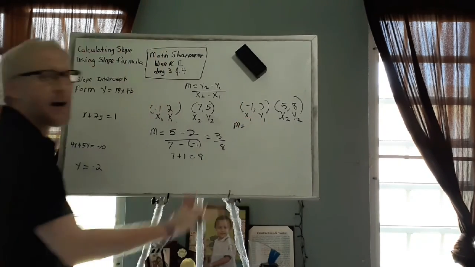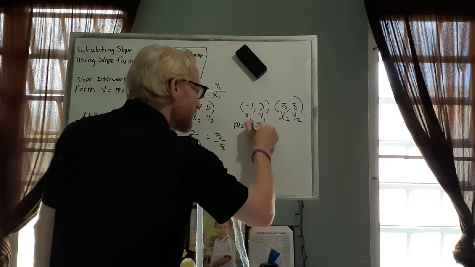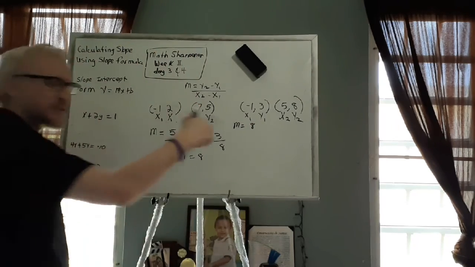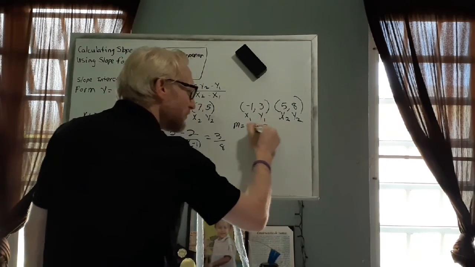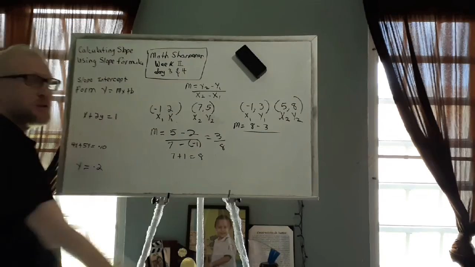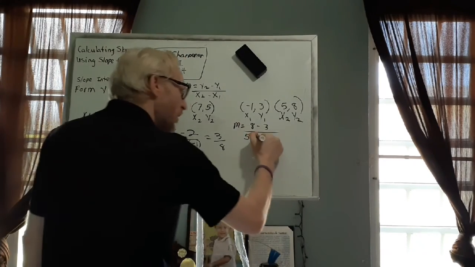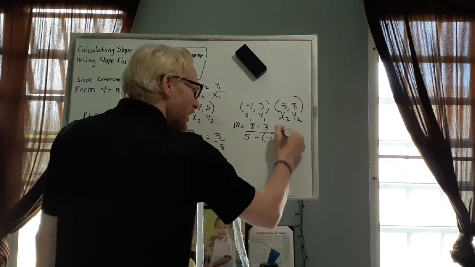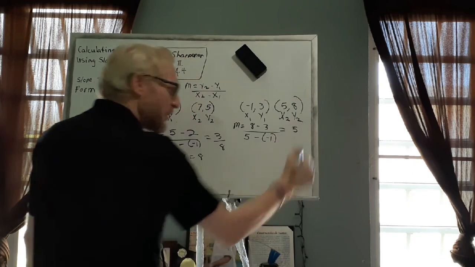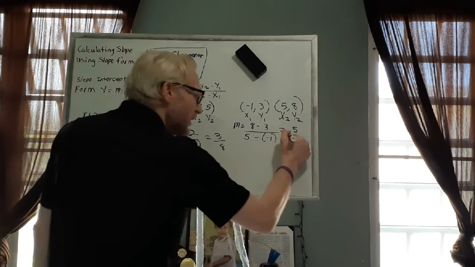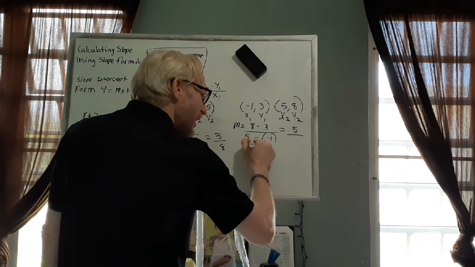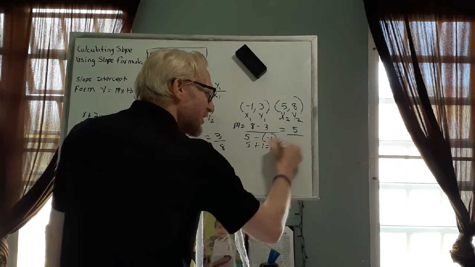And we're going to say m equals our y sub 2, in this case, is 8. Our y sub 1 in this case is 3. Our x sub 2 in this case is 5. And our x sub 1 in this case is negative 1. So minus negative 1. And 8 minus 3 is 5. And 5 minus negative 1 is actually, I add that, and that would be 6.